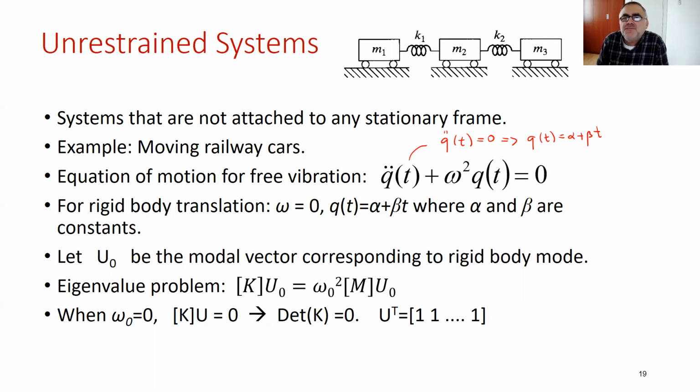Now, one of the modes of such a system that you obtain from the eigenvalue problem is the rigid body mode, which we will call U0. And the omega 0 corresponding to that will be 0. But what you see is when you have omega 0 equal to 0, you have k times U0 equal to 0, which requires that the determinant of the stiffness matrix be 0. And when that happens, the mode shape you obtain for an unrestrained system has to be that all the masses move together as if the system were a rigid body. So the eigenvector is going to be made up of all ones. The mode shape is going to be made up of all ones.